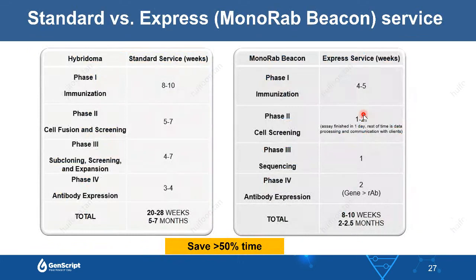In conclusion, the MonoRab Beacon single B-cell service can help to shorten your antibody discovery and generation from originally 5 to 7 months for traditional hybridoma technology to the current 2 to 2.5 months for this MonoRab Beacon express service. This platform is not only helping you to save time, it also increases the success rate of your positive antibody hit generation.